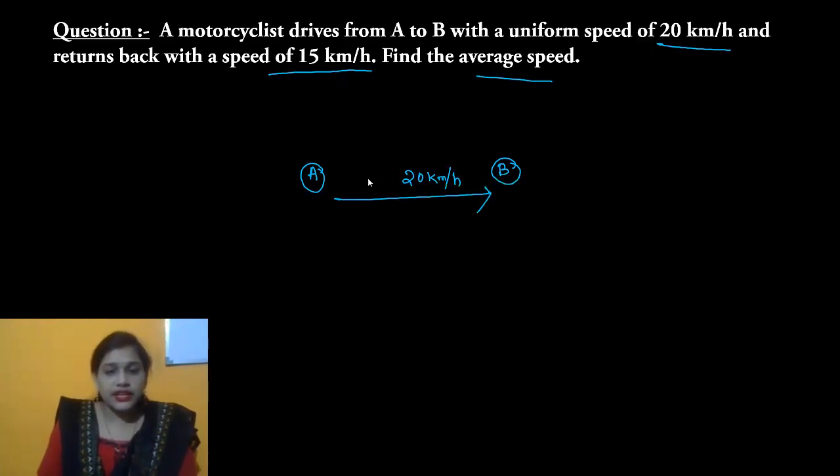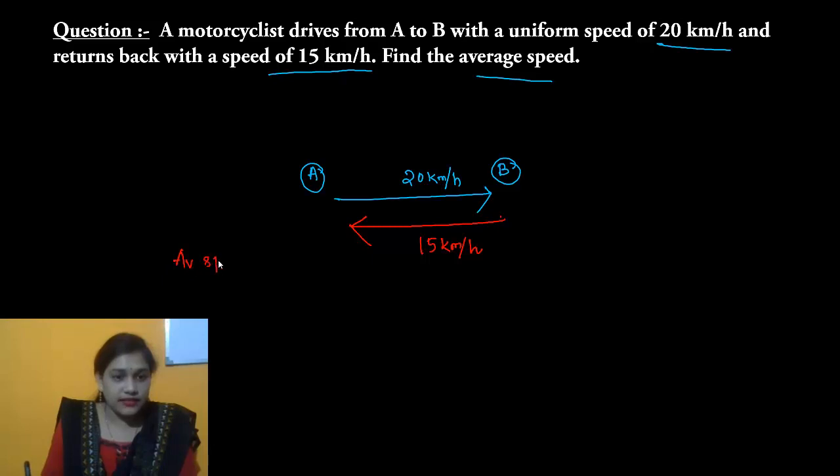Then again, when he returns back from B to A, he covers 15 km per hour. This is less, maybe he faces some traffic. Due to traffic his speed is decreasing. So he returns back from B to A at the rate of 15 km per hour. So find the average speed. We have to calculate what the average speed is.